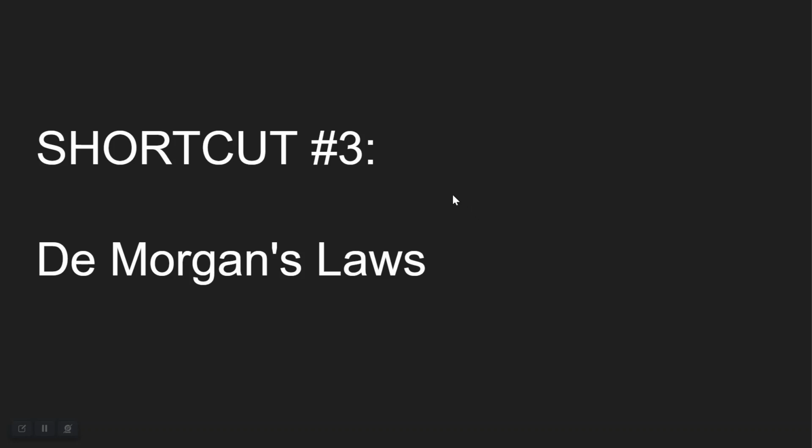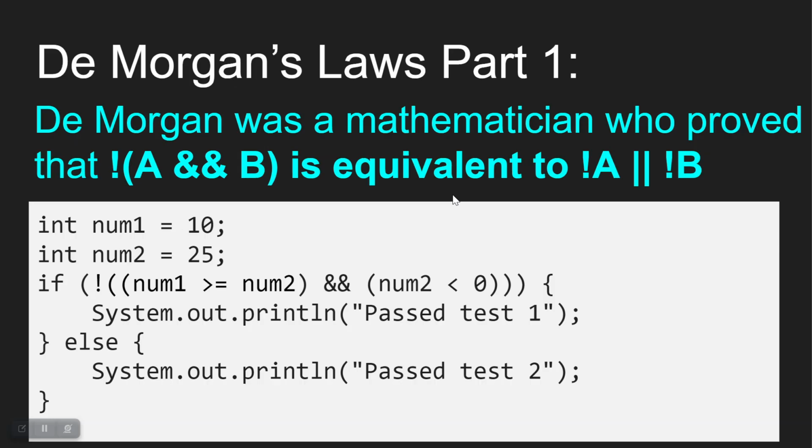With De Morgan's Law, there was a mathematician named De Morgan who proved a couple of things. He proved that not (A and B) is equivalent to not A or not B. So this is important to know, right? If we have a situation like you see down here, this looks really, really complex.